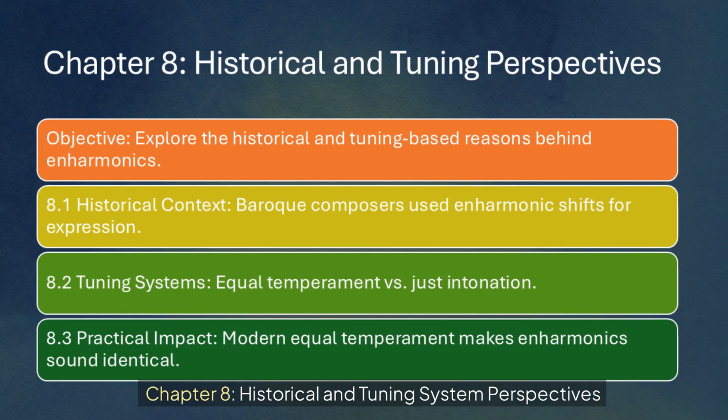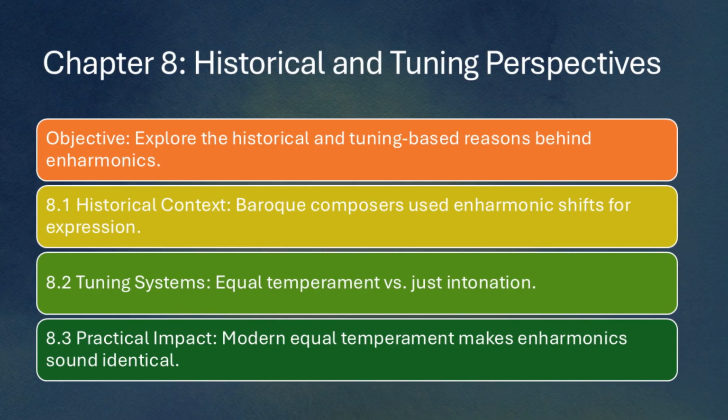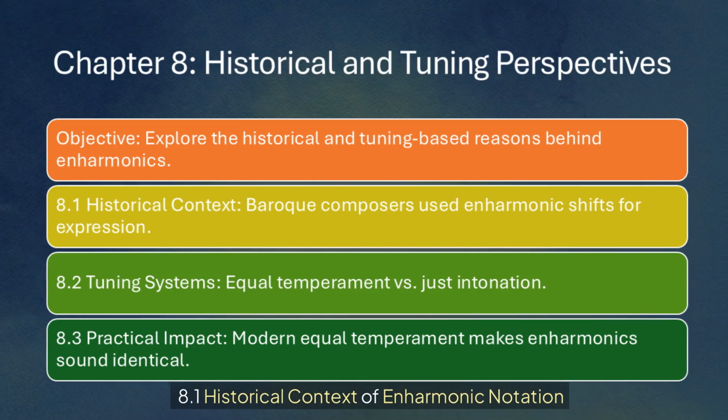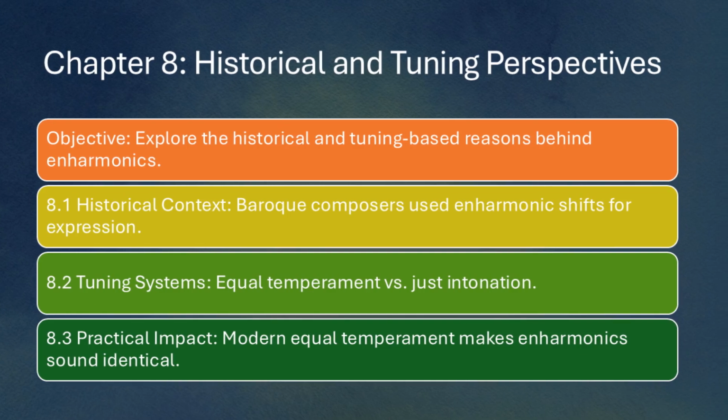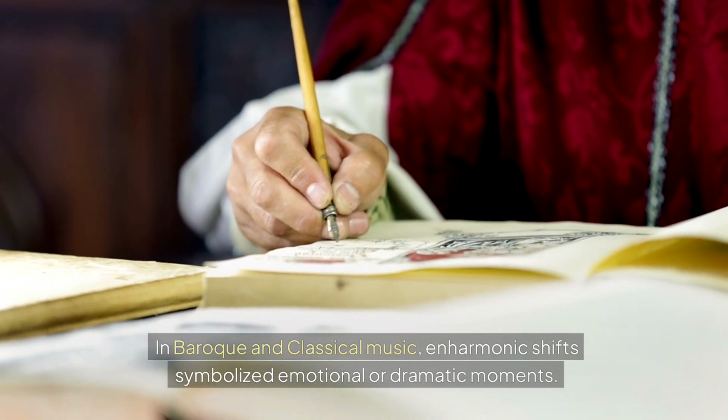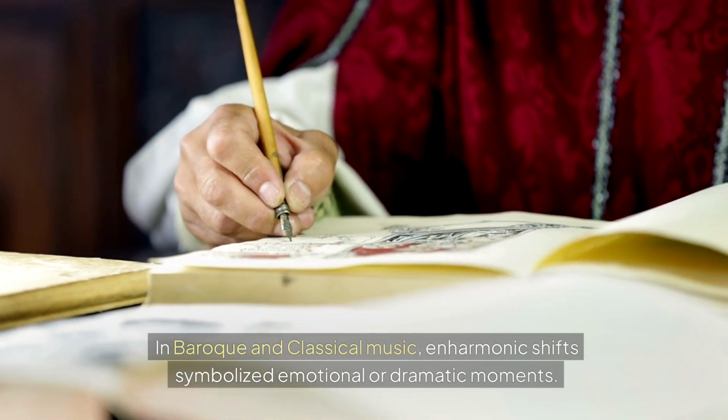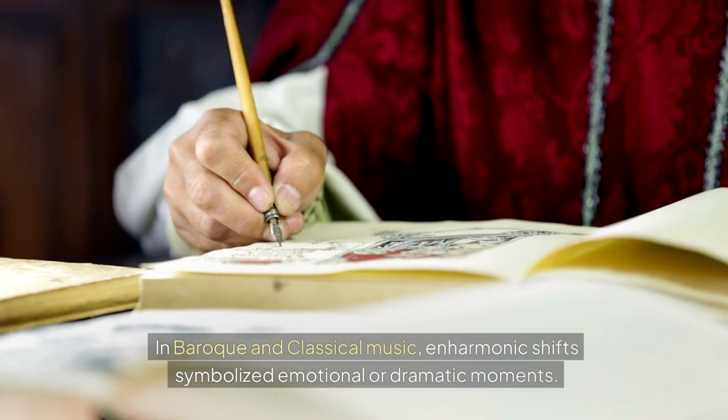Chapter 8, Historical and Tuning System Perspectives. Objective: explore the historical and tuning-based reasons behind enharmonic equivalence. 8.1. Historical context of enharmonic notation. Early composers used enharmonic equivalence for expressive purposes. In Baroque and classical music, enharmonic shifts symbolized emotional or dramatic moments.